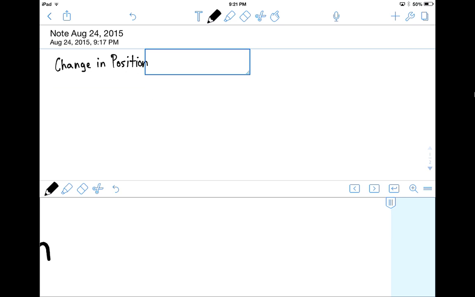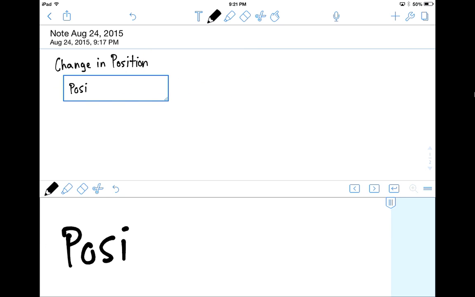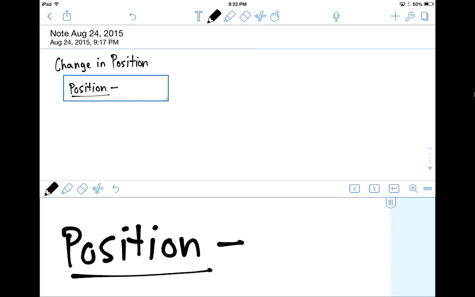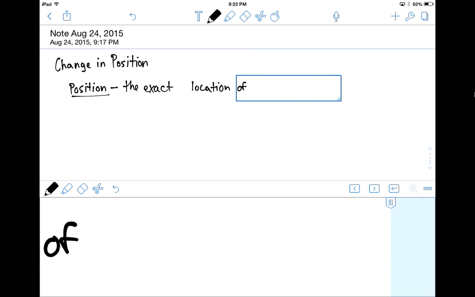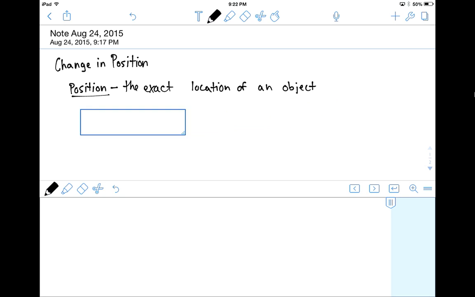All right. Now, first off, I want to do a quick recap on what exactly position is. So let's just remember that position is the exact location of an object. Okay, good. So remember that it's the exact location. We always have to compare it to another object. But now we want to talk about what happens when that object moves, okay?